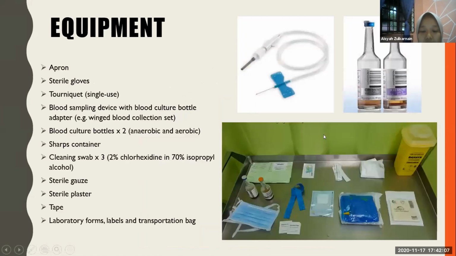So for the equipment in blood culture, the equipment that is needed are the apron, sterile glove, tourniquet, blood sampling device, for example, the winged blood collection set, and two blood culture bottles, which are the aerobic and also anaerobic. So these are the blood culture bottles.